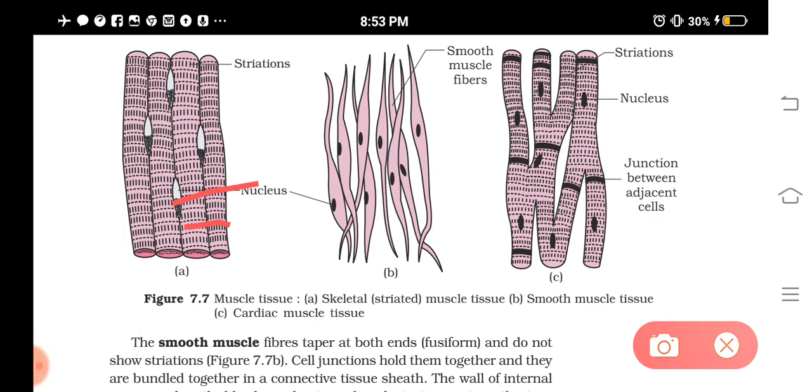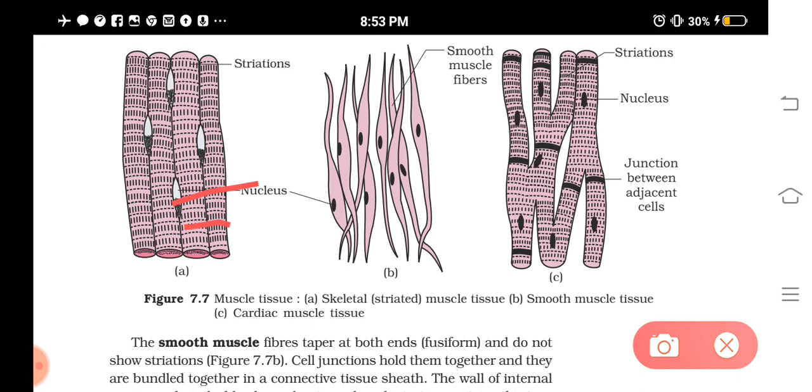And they are voluntary muscles. They are also known as voluntary muscles. Why are they known as voluntary muscles? Because they work according to our will. If we want to move them, they can move.